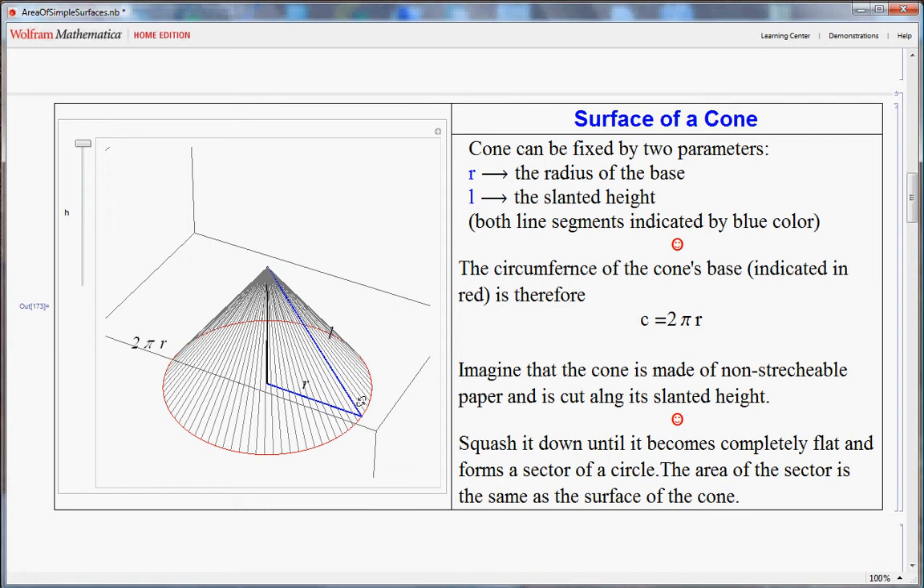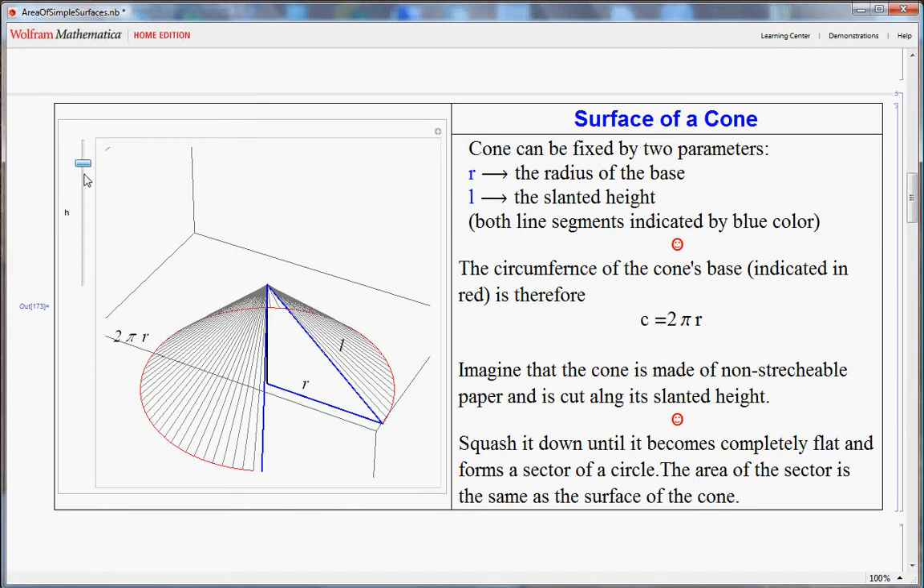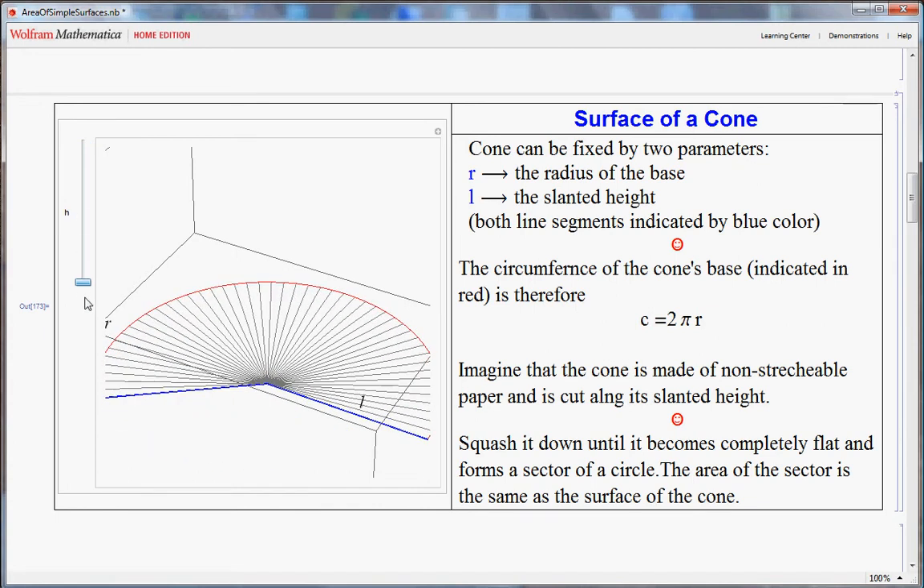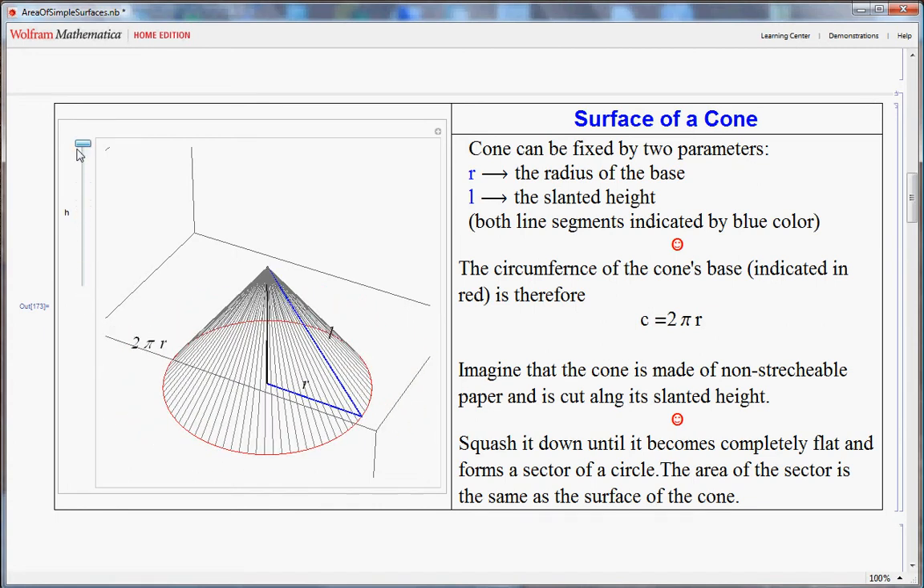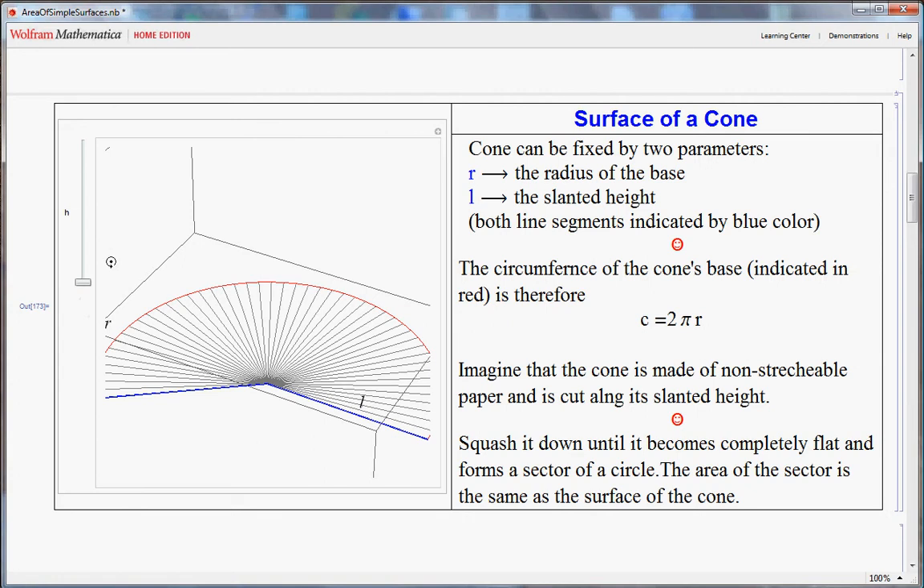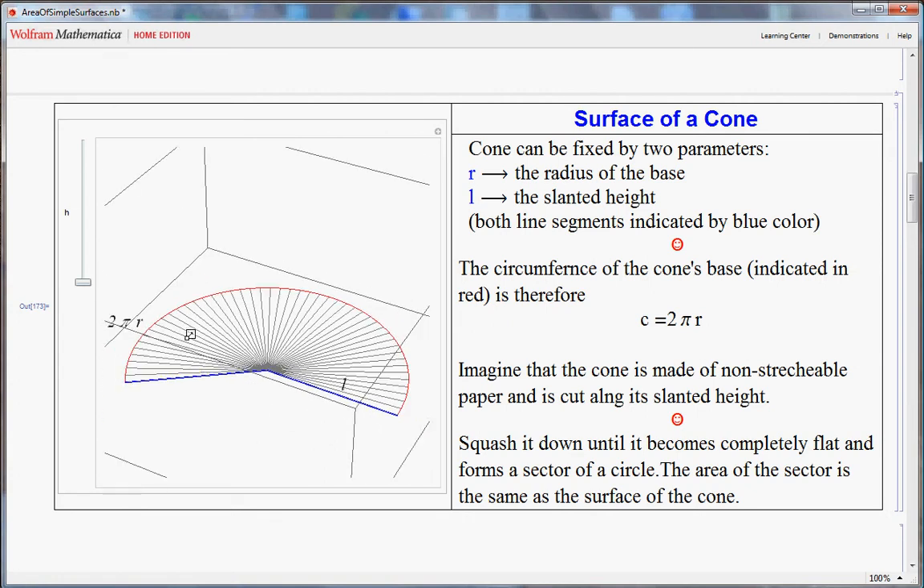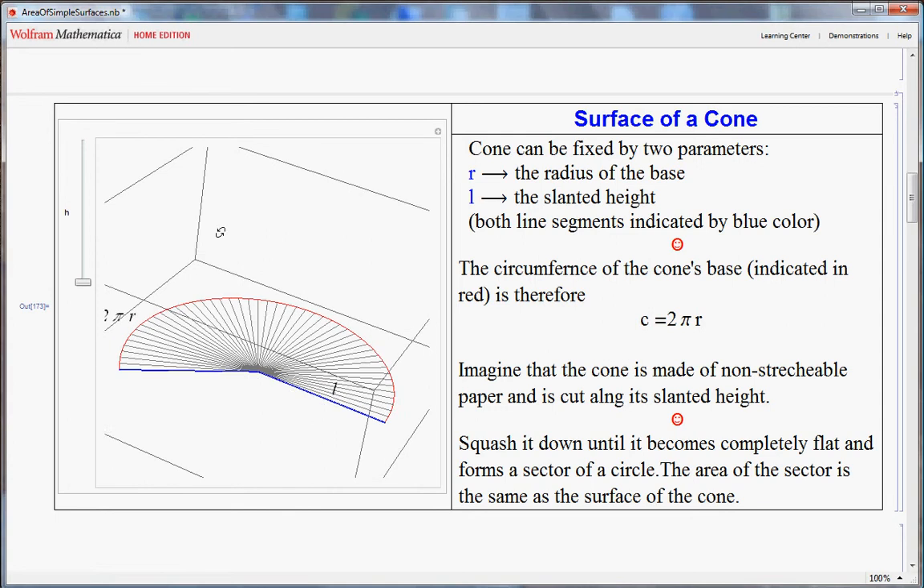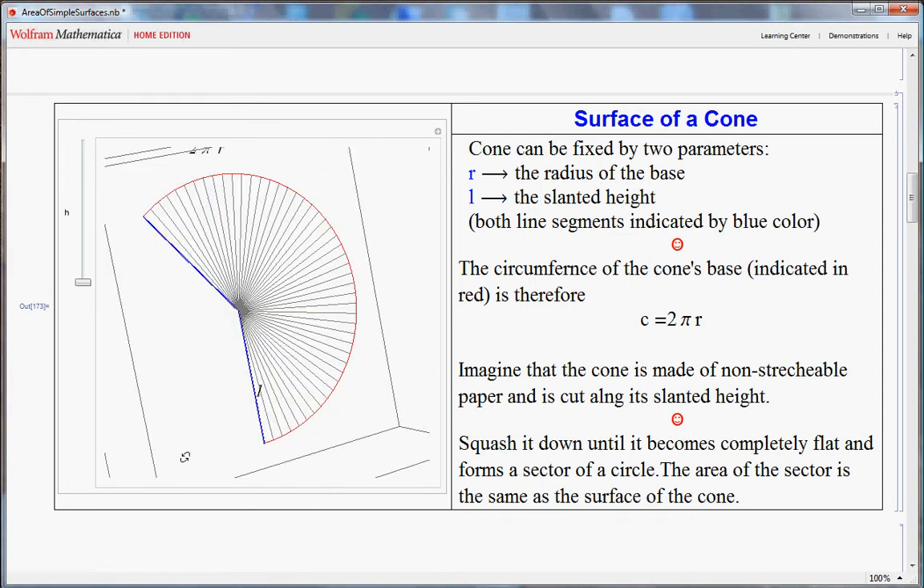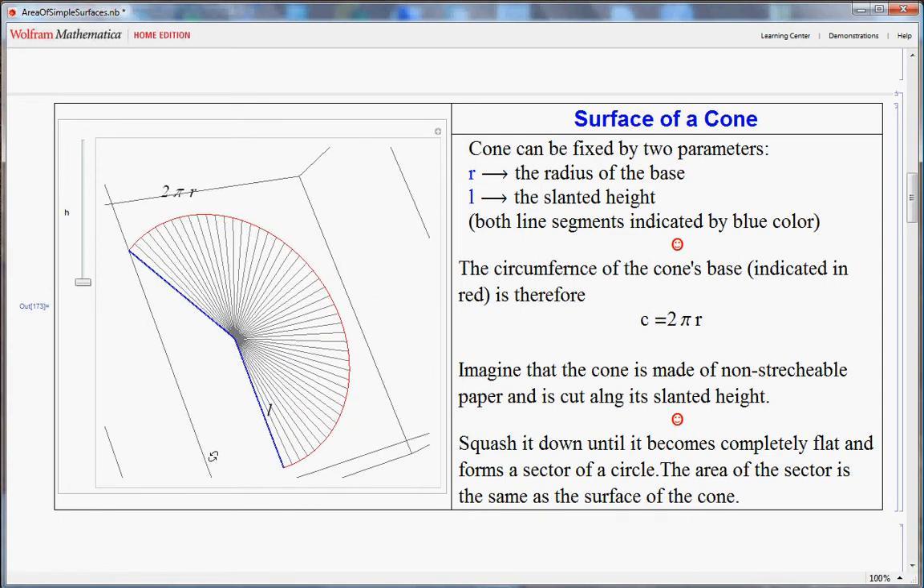So how are we going to get the surface area of this cone? Well, we'll use a little trick. Namely, we will cut the cone along its slant height, and then we'll squash it until it becomes completely flat. So that's what we're going to do. And observe that as a result of the squashing, we're going to obtain a circular sector whose area is equal to the area of our cone.